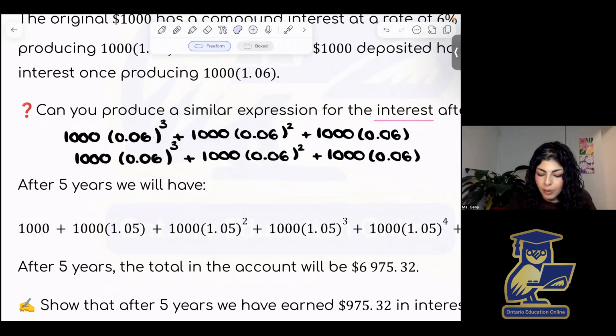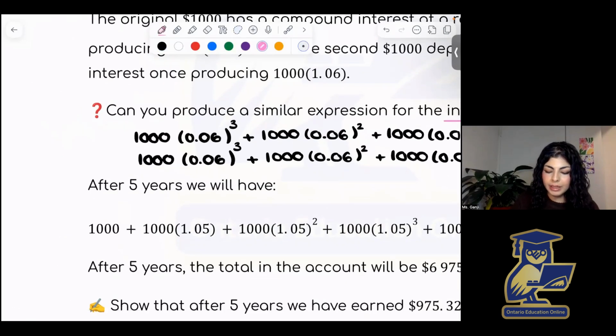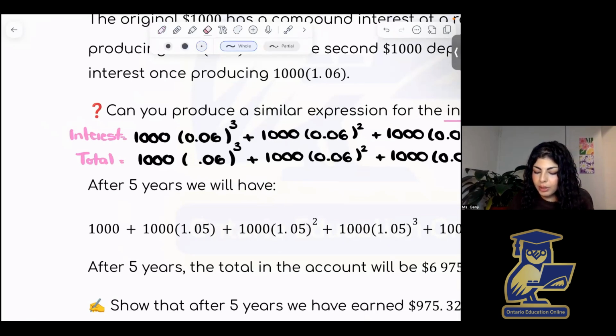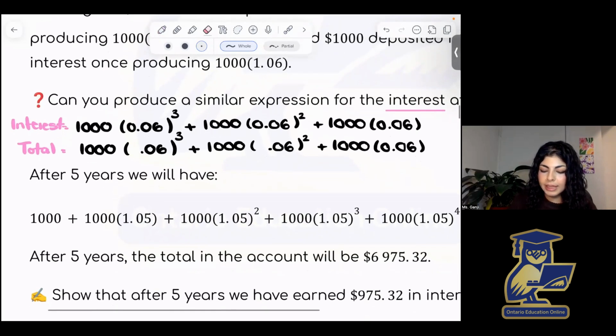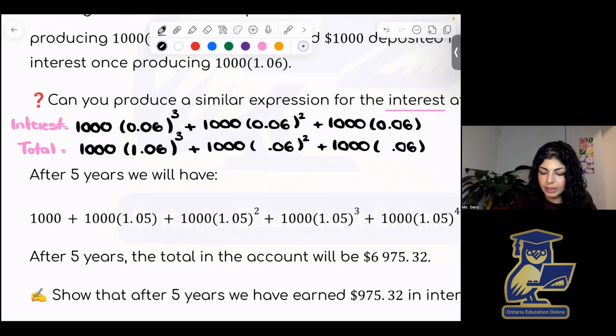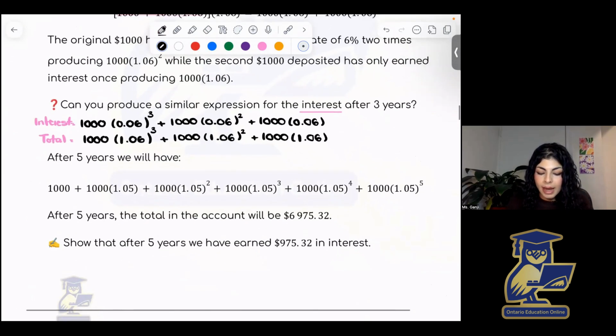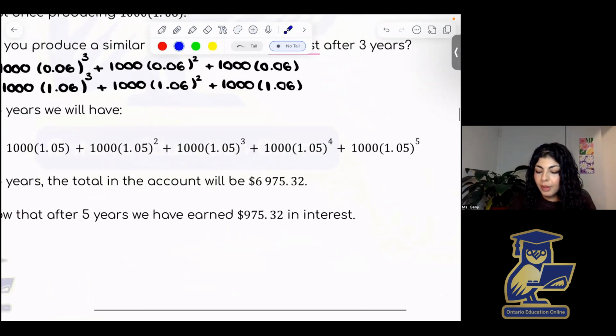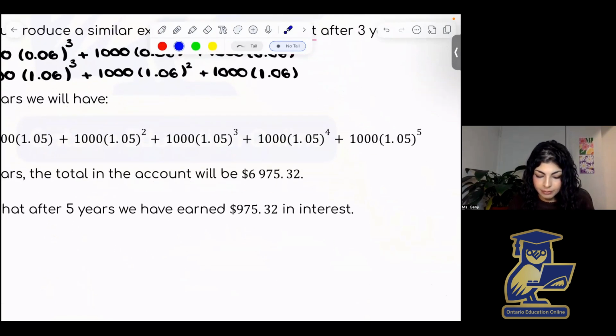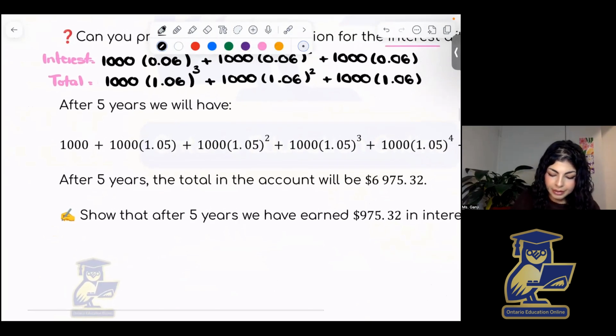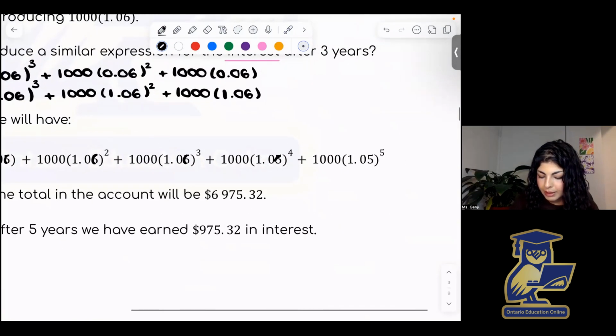Now, I can also ask you, what would the total be after 3 years? So this is the total, this is just the interest. And in this case, the only difference would be instead of 6%, we have 1 plus the 6%, so 1.06. And this will give you the total value after 3 years. Now, after 5 years, the original $1,000, oh, sorry, an error here. These should all be 0.06 because it was 6%.